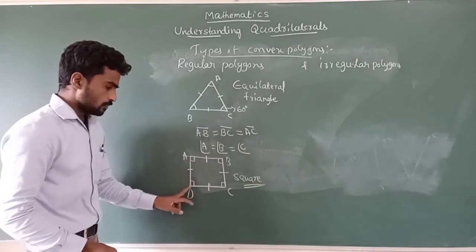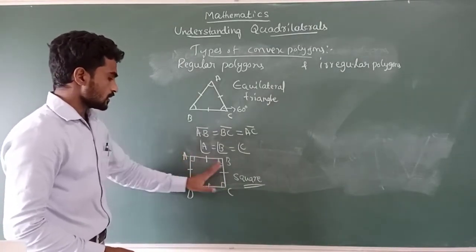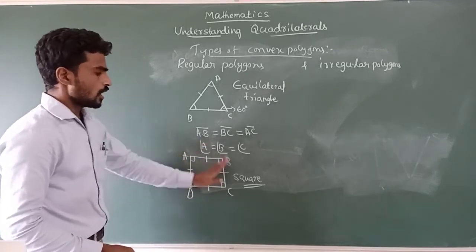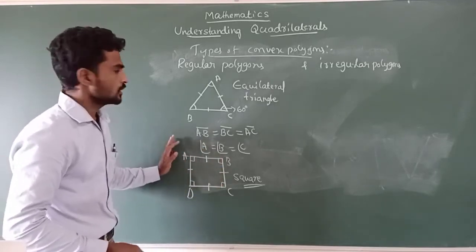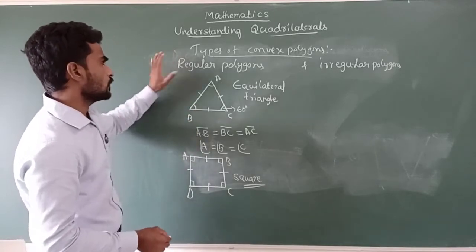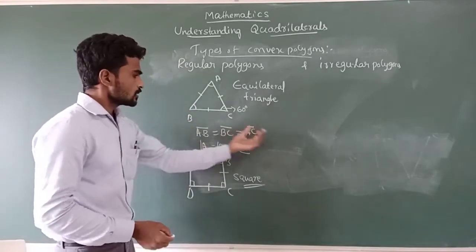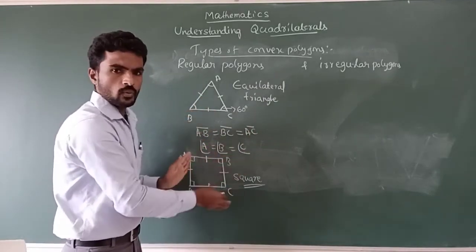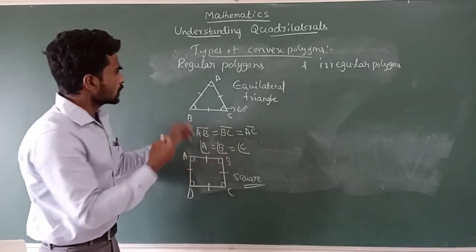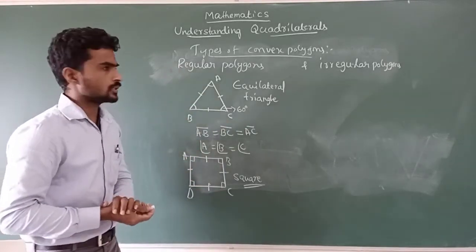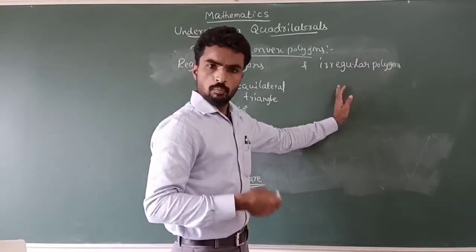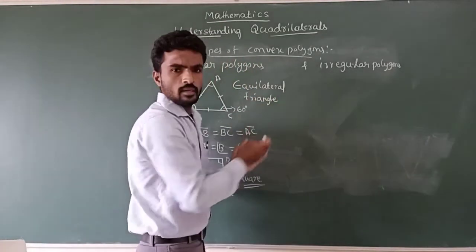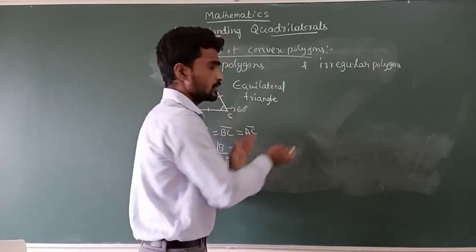Here A, B, C, D, all angles are equal to 90 degrees. AD, DC, BC and BA are all four equal sides. These two are examples of regular polygons. Sometimes a pentagon also has all sides equal and all angles equal. That is also an example of regular polygons. In irregular polygons, not all sides are equal and not all angles are equal.